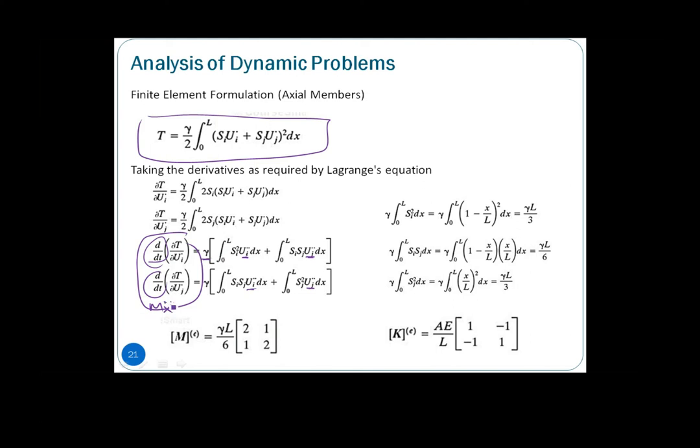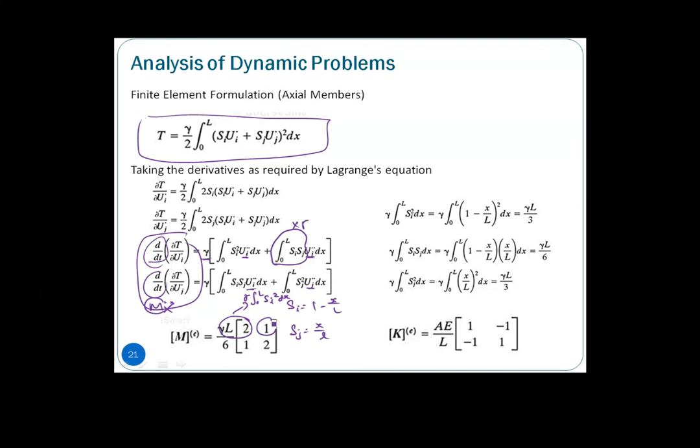So for m x double dot, our m itself now is here. Our S_i, if you still remember, is 1 minus x over L, and S_j equals x over L, right? So S_i square, integrated from 0 to L, gives you 1 over 3, gamma L. This itself basically is gamma times the integral from 0 to L of S_i square dx. All right, so this integral from 0 to L multiplied with gamma gives us this part, right? Gamma L over 6.